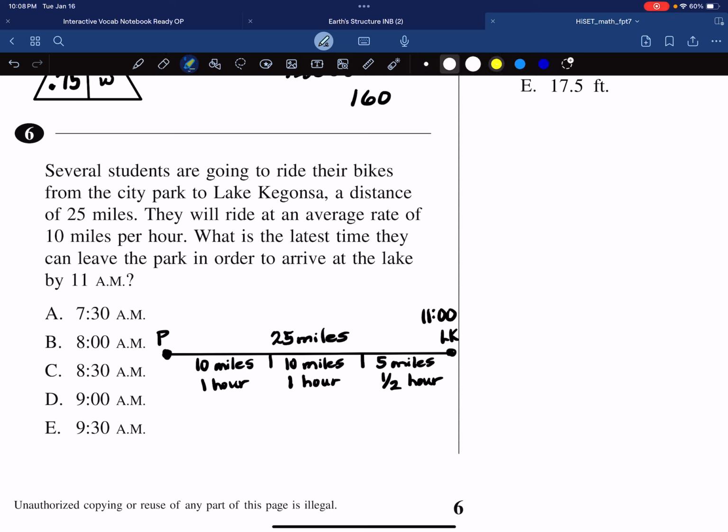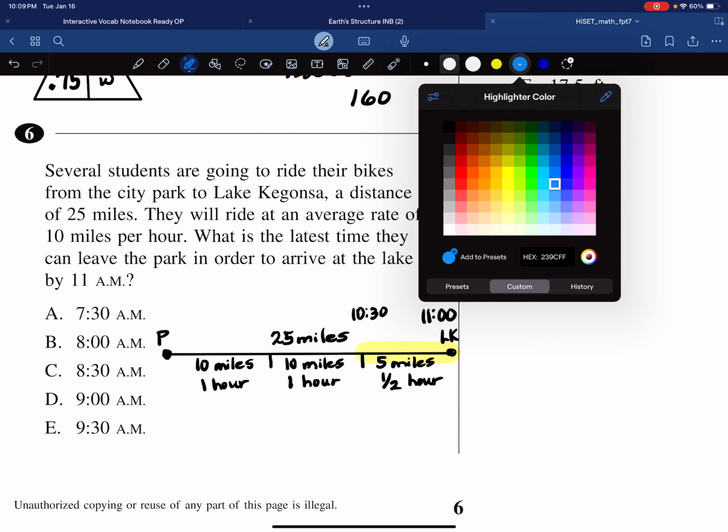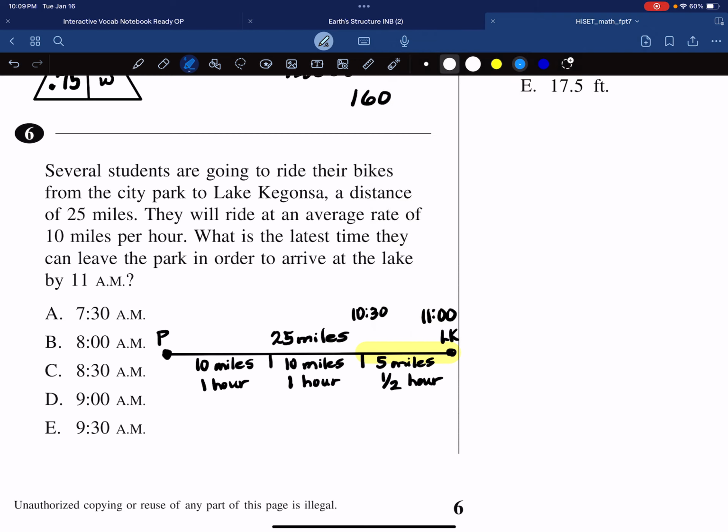Let's say, okay, this was half an hour, so that would put them at this point at 10:30. Then we have this one being an hour, so that would put them at this point at 9:30. And then taking off another hour, they would have to leave at 8:30. So that's a visual of how to do this.